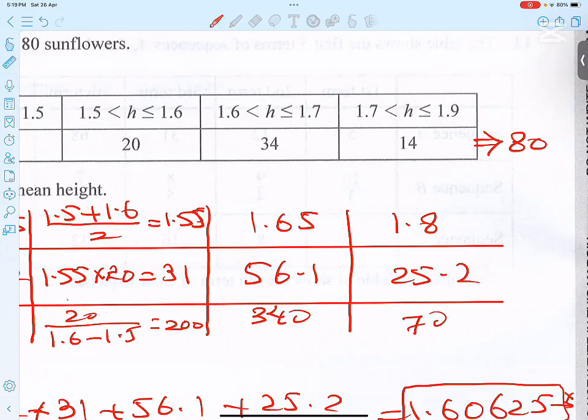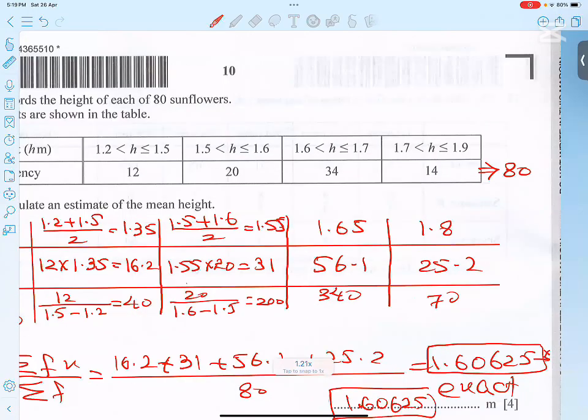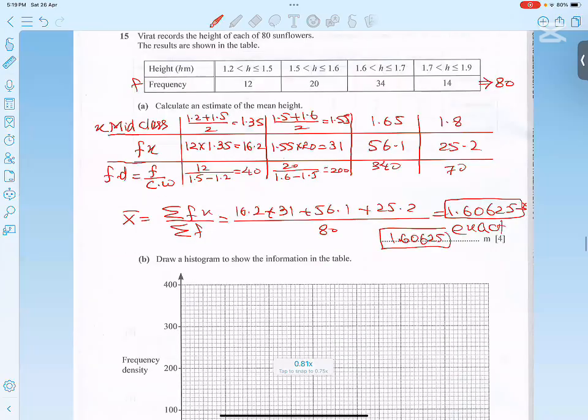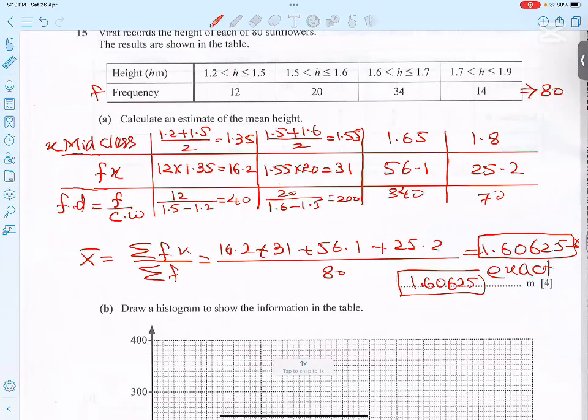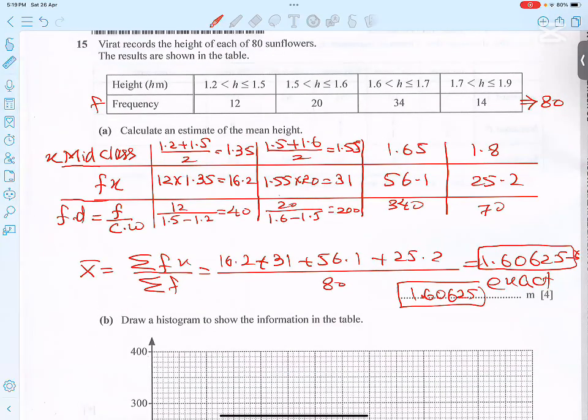And now I'm going to make a diagram. But wait a minute, let me check once more. Finally, 12 divided by the gap 0.3 is 40, correct. 20 divided by 0.1, 200. 34 divided by 0.1. Yeah, all correct.